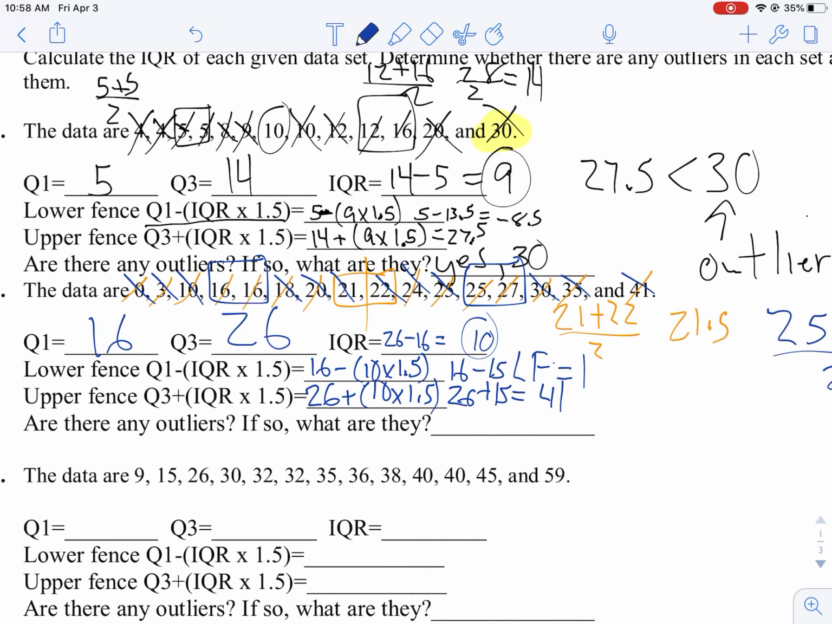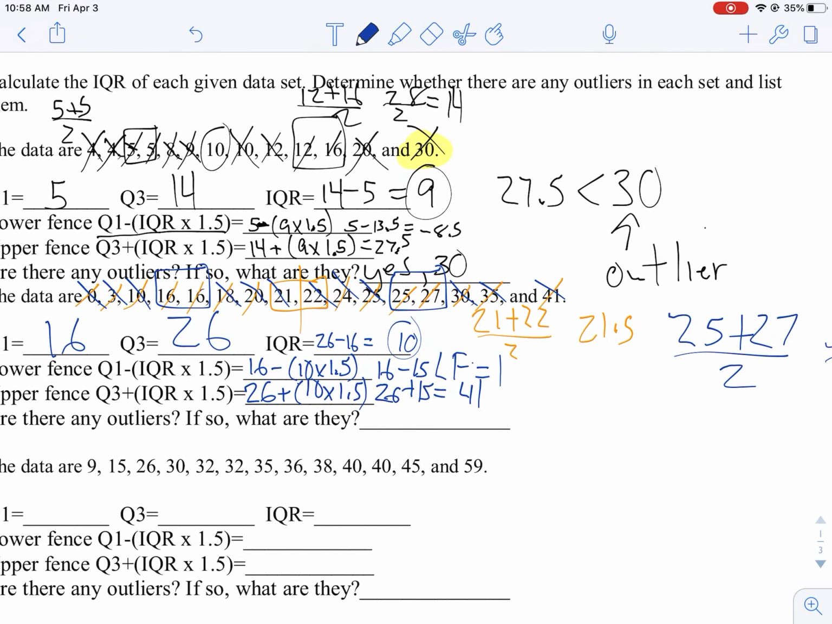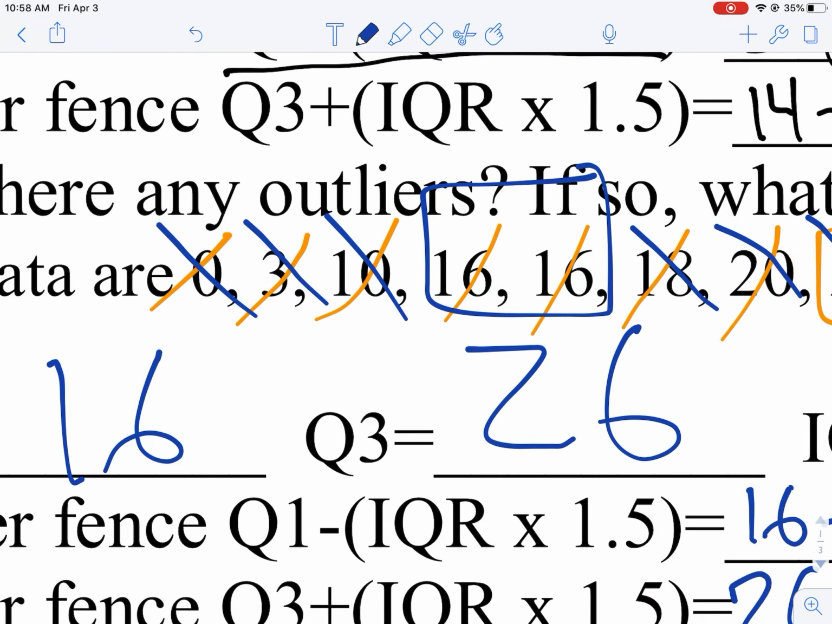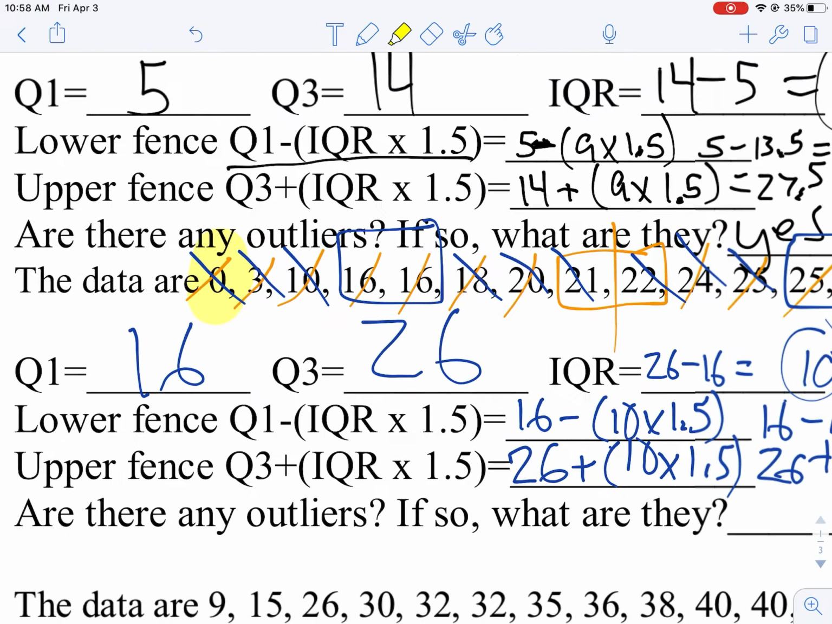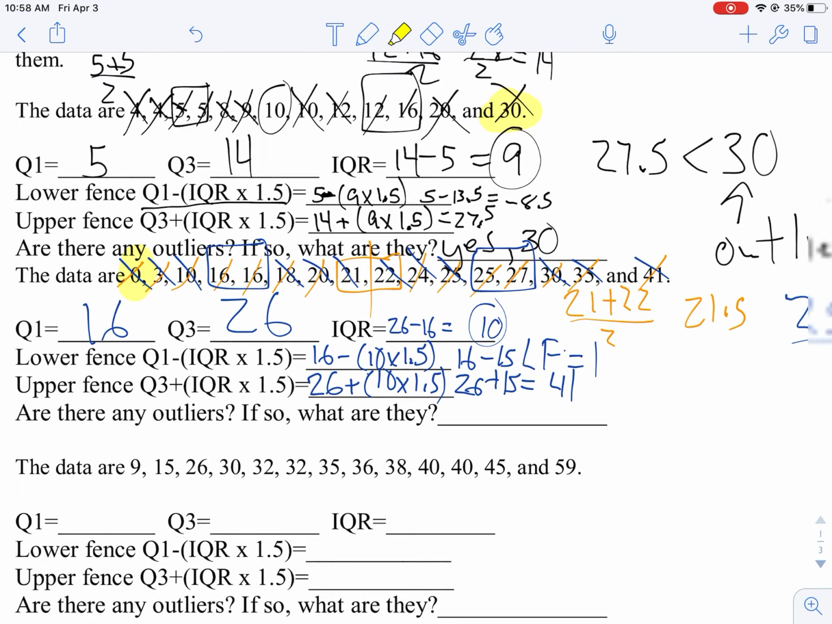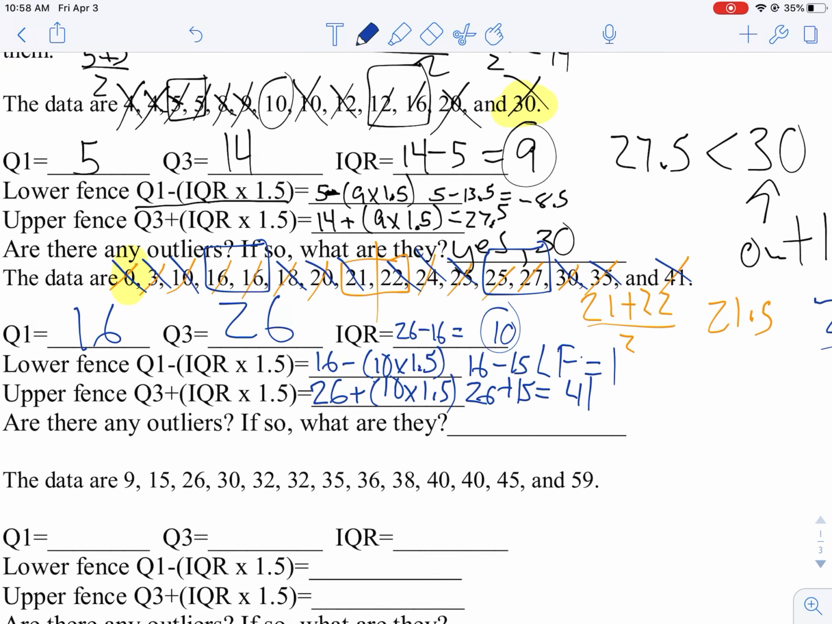So this is first and foremost asking me if I have any outliers. So if I have any numbers less than 1 in this data set, so let's take a look. Any numbers less than 1. Ooh, I see one right there. I see one at 0. 0 is less than 1. So yes.